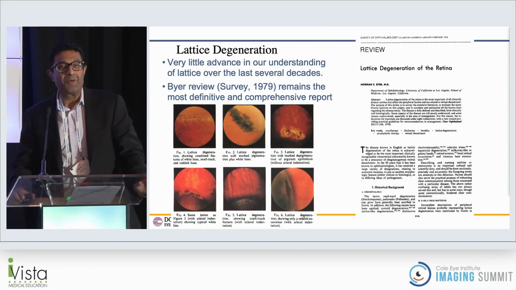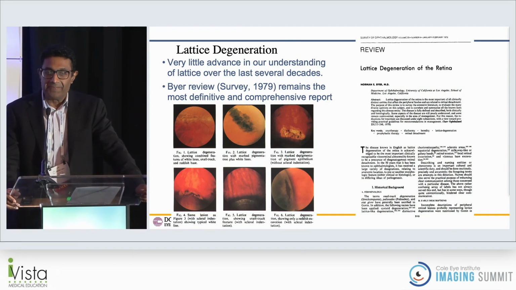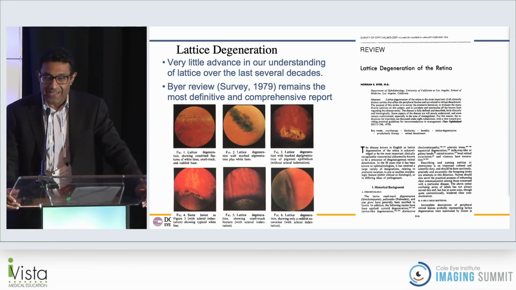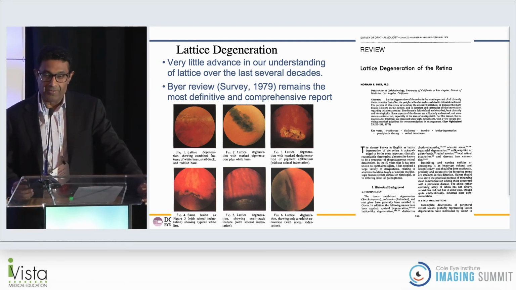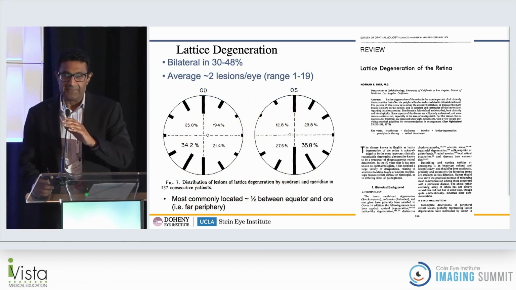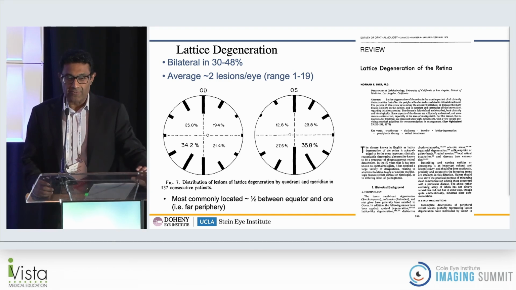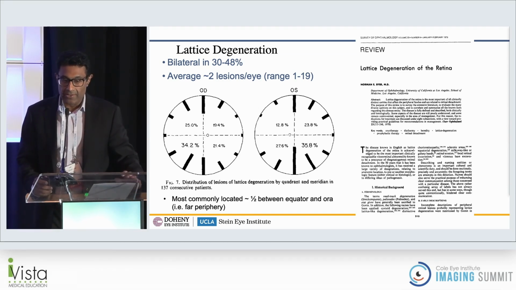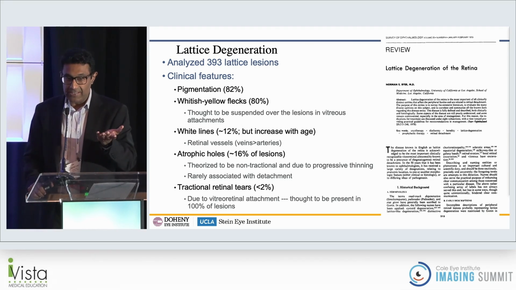The interesting thing, though, about lattice, again, as I said, no one talks about it, right? And it's very interesting that actually the best report on this remains Byer's review from 1979, which is really amazing that we really haven't learned much about this over so many decades. We do know from that original report that when you have it, it's very frequently bilateral, and it's multiple. So on average, patients have 2 lesions, and he's shown that they're located in the far periphery. And there was a number of different features that he identified, right?